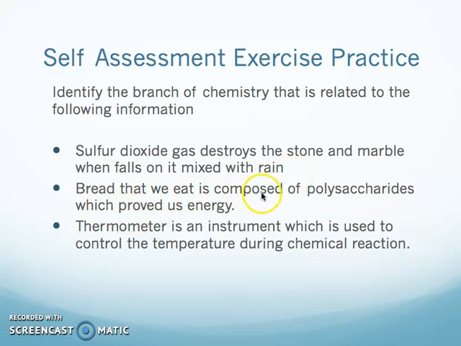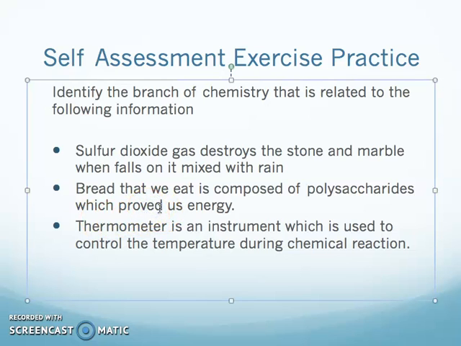Then we have: the bread that we eat is composed of polysaccharides which provide us energy. What branch of chemistry is dealing with this section? Definitely we are talking about food, we are talking about starch, we are talking about polysaccharides. That is all biochemical. So we get energy with the help of food by breaking down the food, and that is a chemical reaction taking place inside our body in the form of respiration or digestion. So these are biochemical reactions and in turn related to biochemistry.